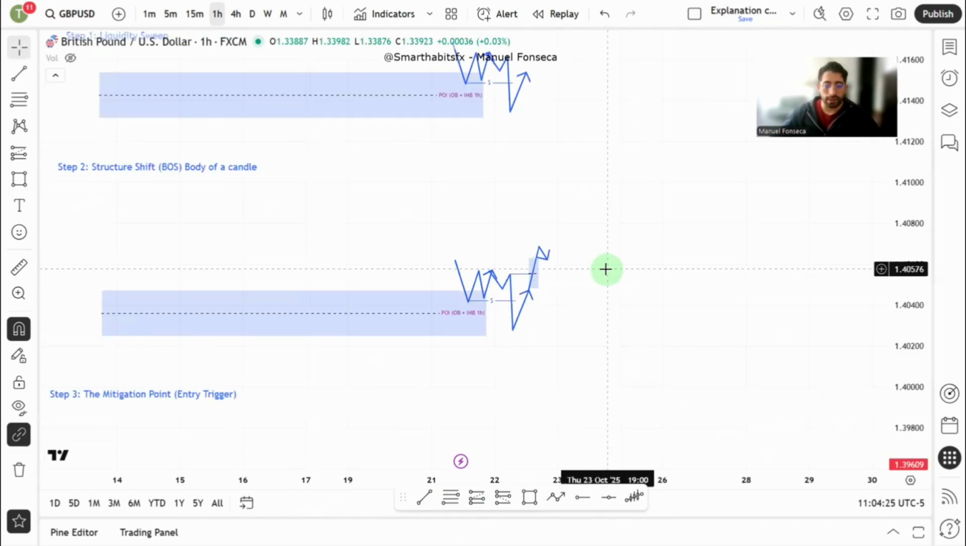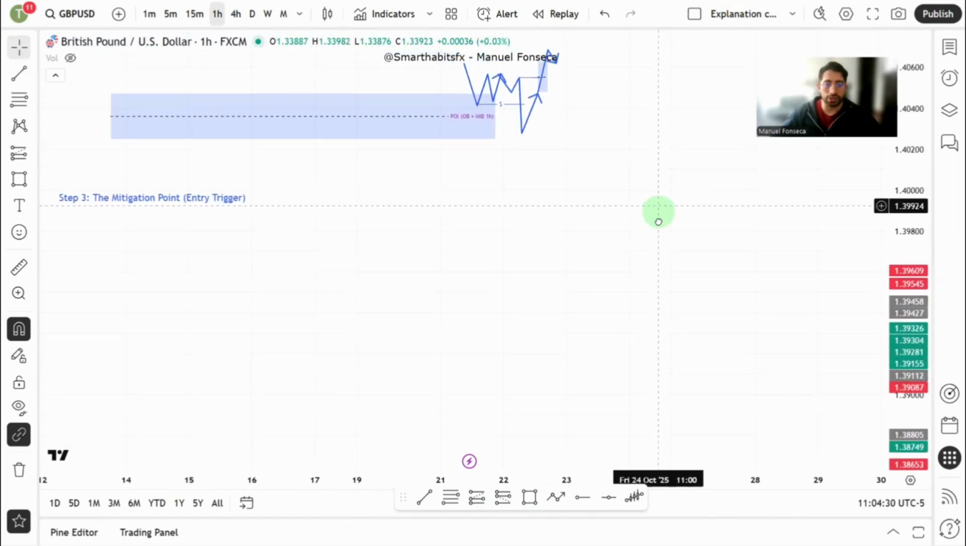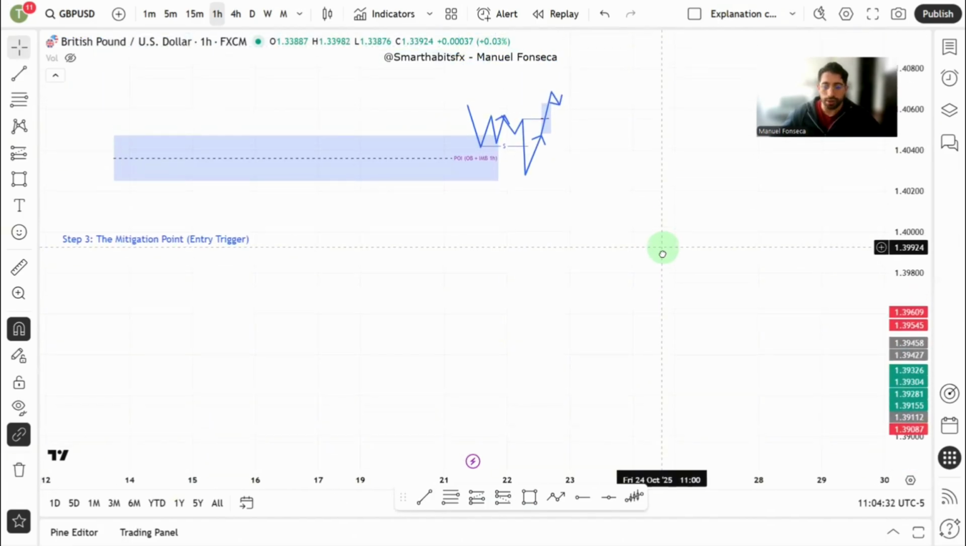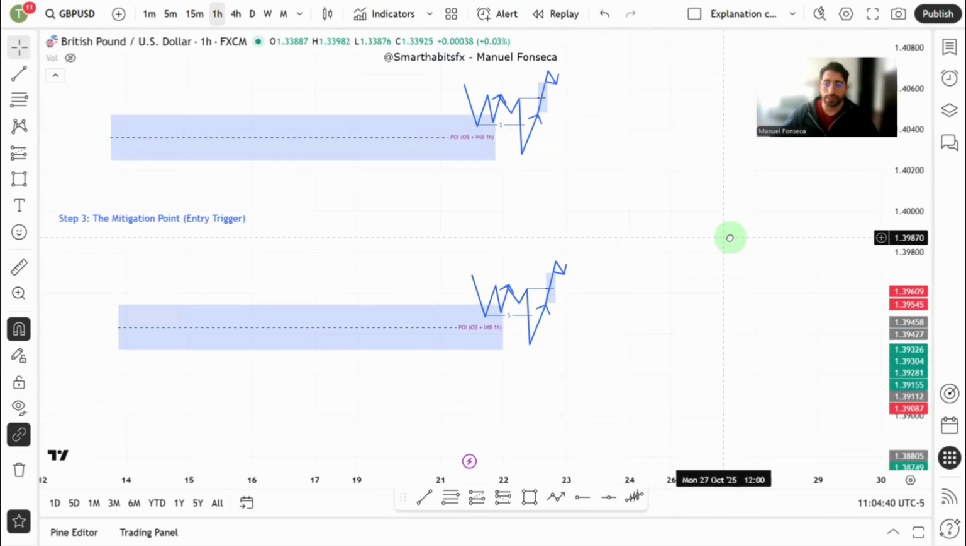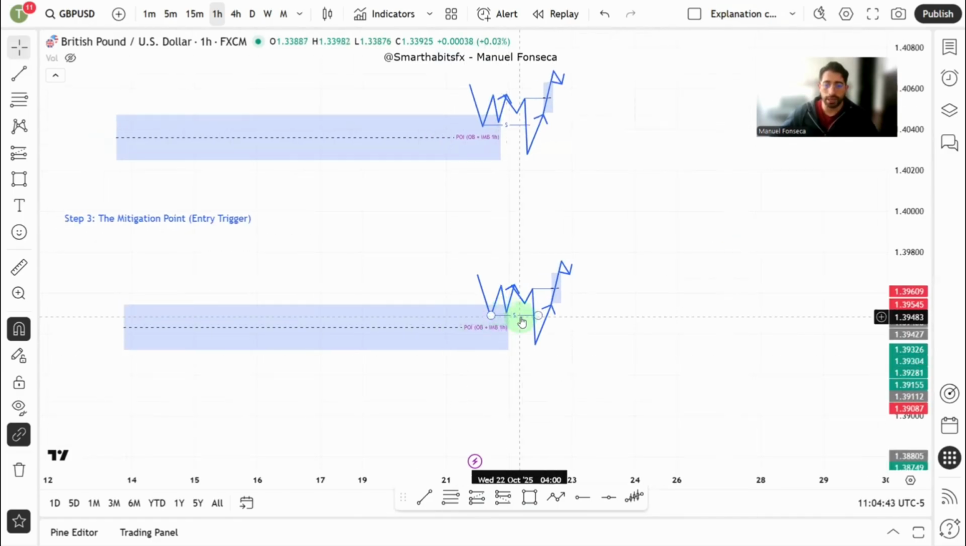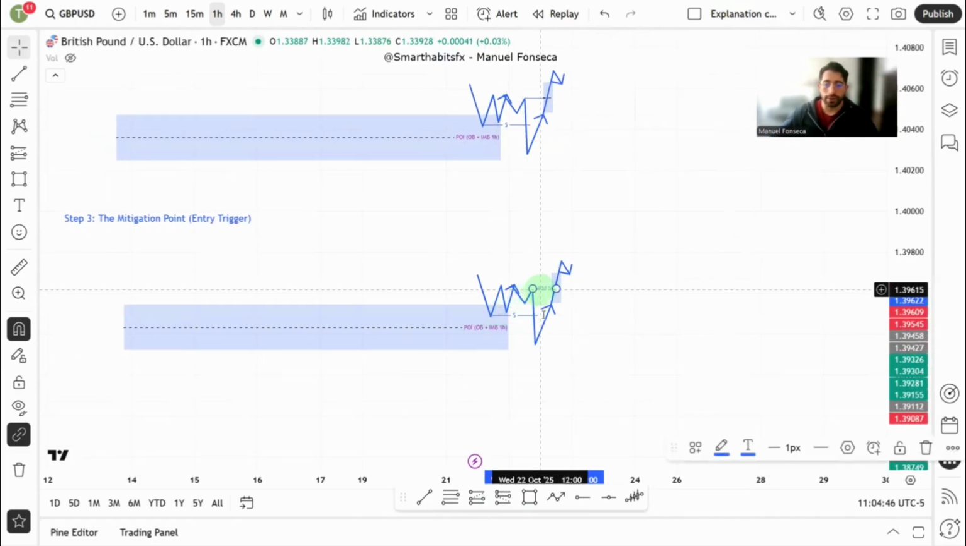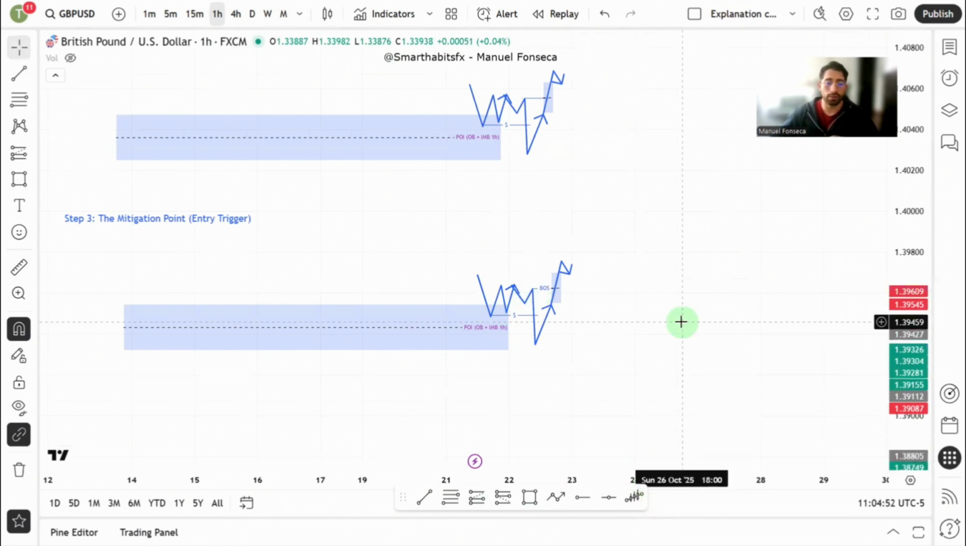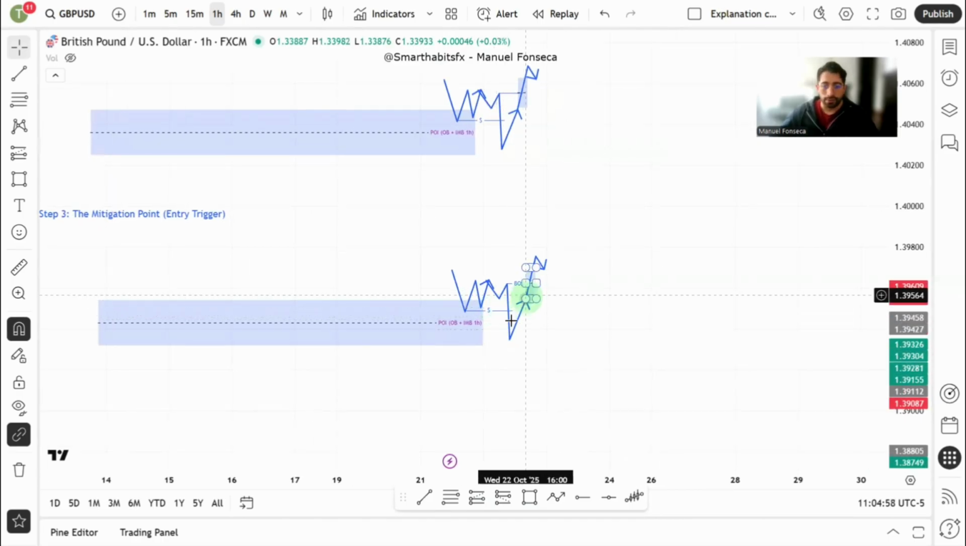Now, once we get this, we can go to step number 3, which is the mitigation point of entry or trigger. So we have already got the first 2 steps. Step number 1, liquidity has been taken. Step number 2, we have a break of structure, or BOS, here. And now here is when we actually execute the order. We will find here after the break of structure 2 things. We could find either an imbalance or an order block in 5 minutes, okay?